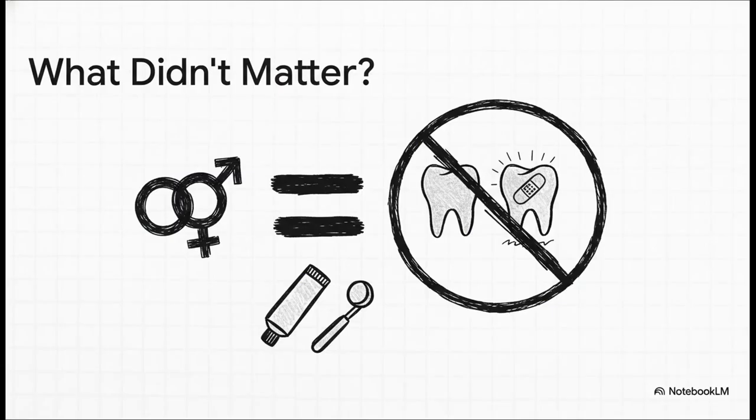You know, what they found didn't matter is almost as interesting. Things you might think would have an effect, like the patient's gender, or whether it was their first root canal or a do-over, or even the specific material used to fill the root. Nope, none of those had a real statistical impact on how fast the bone healed. It really just came down to age and size.